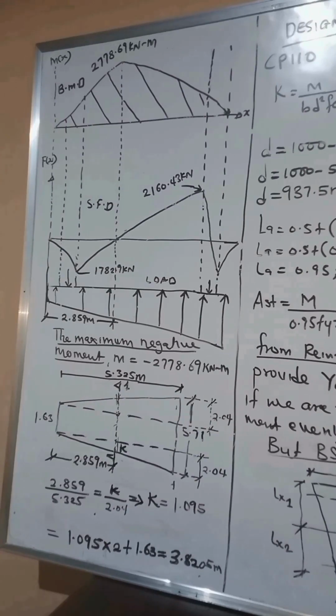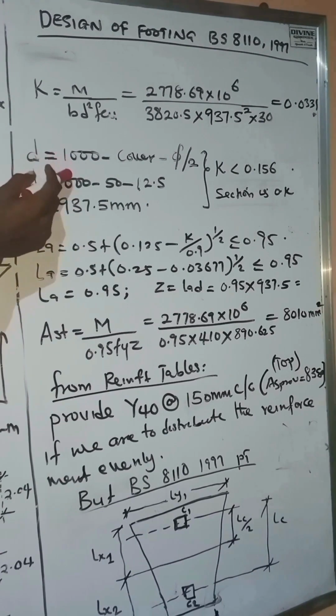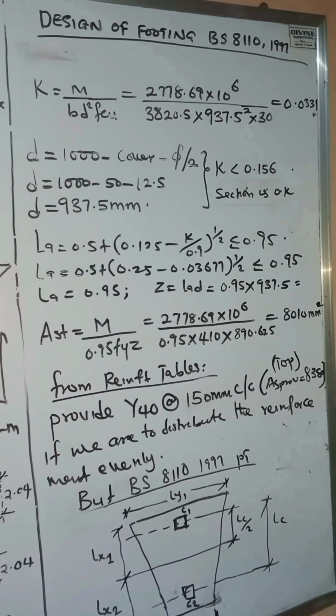From BS8110, we have our K. If we work that out, we'll have the moment. For the effective depth, let's assume a diameter of 25 mm. All right. So if we work that out, we'll have K to be less than 0.156. So we say that the section is okay.